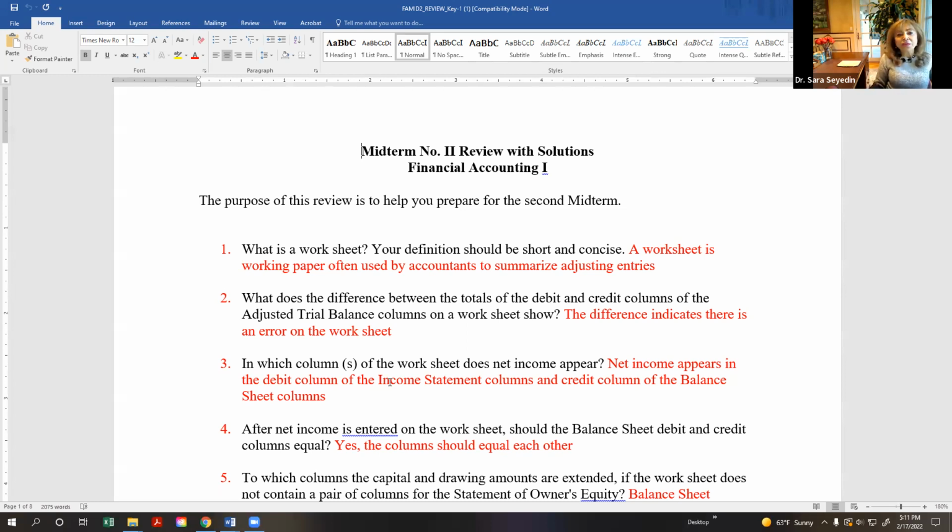So that's wrong. Then the second answer would be a worksheet is a working paper often used by accountants to summarize adjusting entries. That would be the correct answer. So you will have 3 wrong answers and then 1 correct answer, which would be similar to the content you see here. All right, so you're preparing for the midterm. The first thing I want you to do is to take a look at the midterm review. I showed you where to go to get the midterm review.